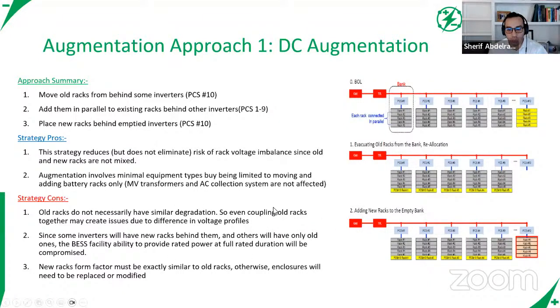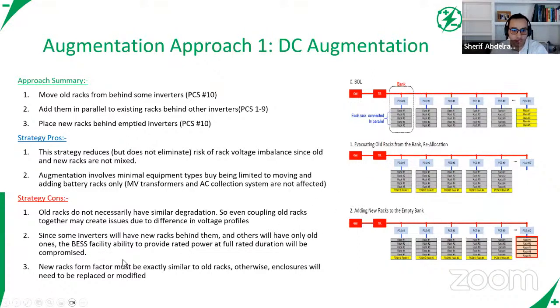So long story short, just to summarize the pros and cons: this strategy reduces risk of rack voltage imbalance since old and new racks are not mixed. Augmentation involves minimal equipment types. If you look at it, you're only adding battery racks, so that's a good thing. You're not adding any additional equipment other than just batteries, so that is an advantage. However, like we said, it's very optimistic to assume that you'll have the exact same voltage profiles across all the racks.